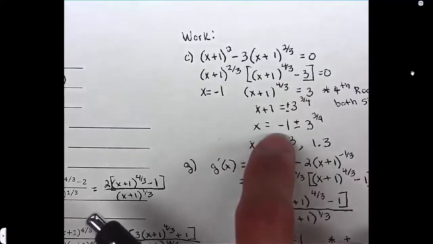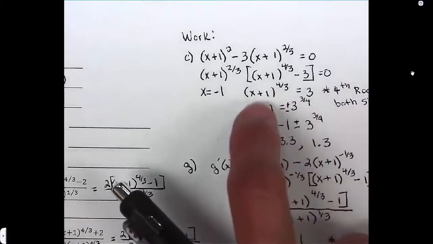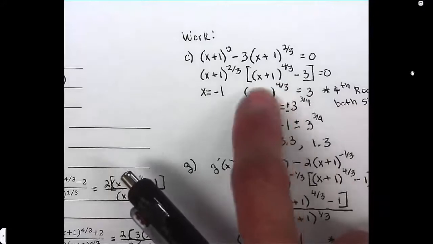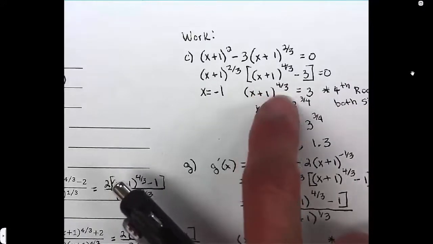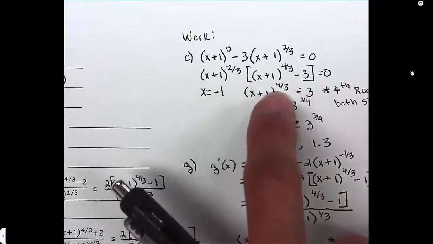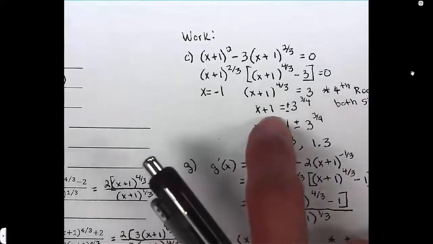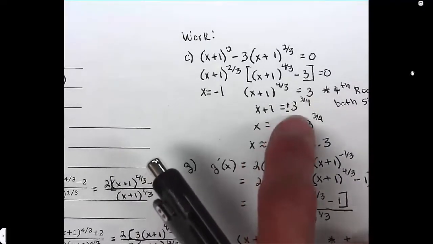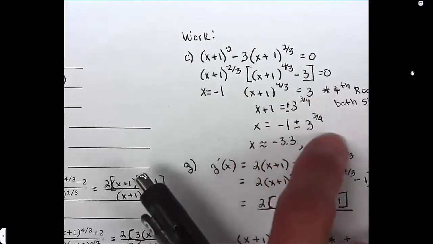I got negative 1 plus or minus... Hey, don't forget, this would be an easy thing to forget. When you raise both sides to the 3/4 power to unexponentiate that, you're taking the 4th root of something. So don't forget your plus or minus. If you ever take the even root of both sides of an equation, you're going to have a plus or minus. So x equals negative 1 plus or minus 3 to the 3/4.